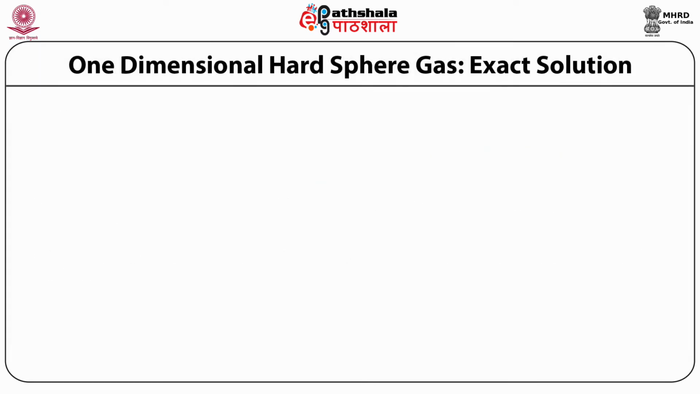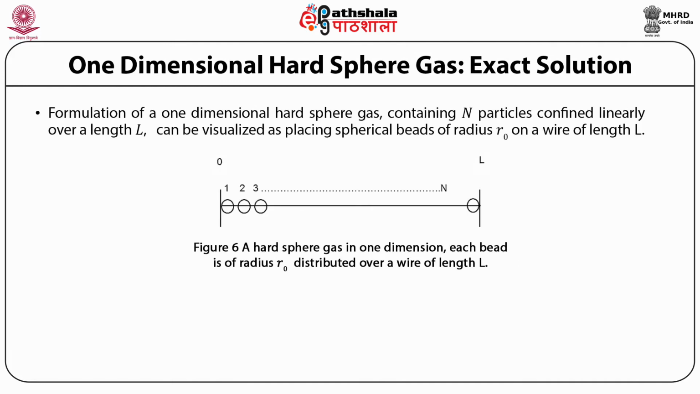One-dimensional hard sphere gas, exact solution. The formulation of a one-dimensional hard sphere gas containing n particles confined linearly over a length L can be visualized as placing spherical beads of radius R0 on a wire of length L, as shown in figure 6 below. Here each bead is of radius R0, distributed over a wire of length L.